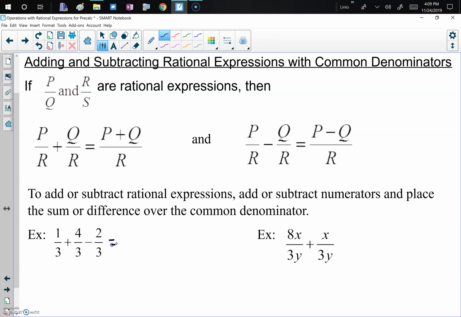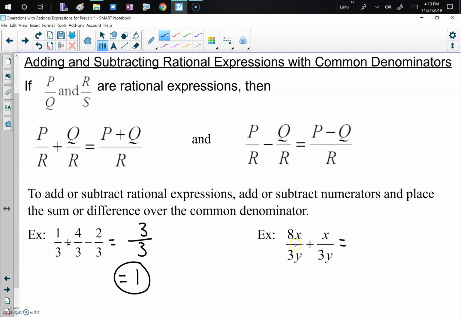So looking at my first example, everything's in terms of thirds, so my answer will also be over 3, and I would just add or subtract across the top. So 1 added by 4 is 5, minus 2 gives me 3, and then just like with all fractions, we want to reduce them if we can. 3 over 3 is reduced to a value of 1.